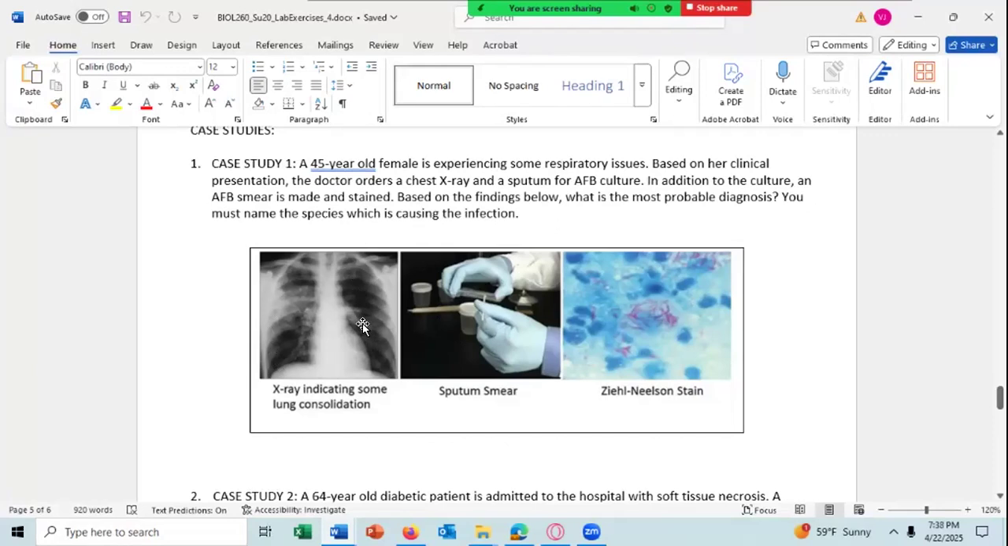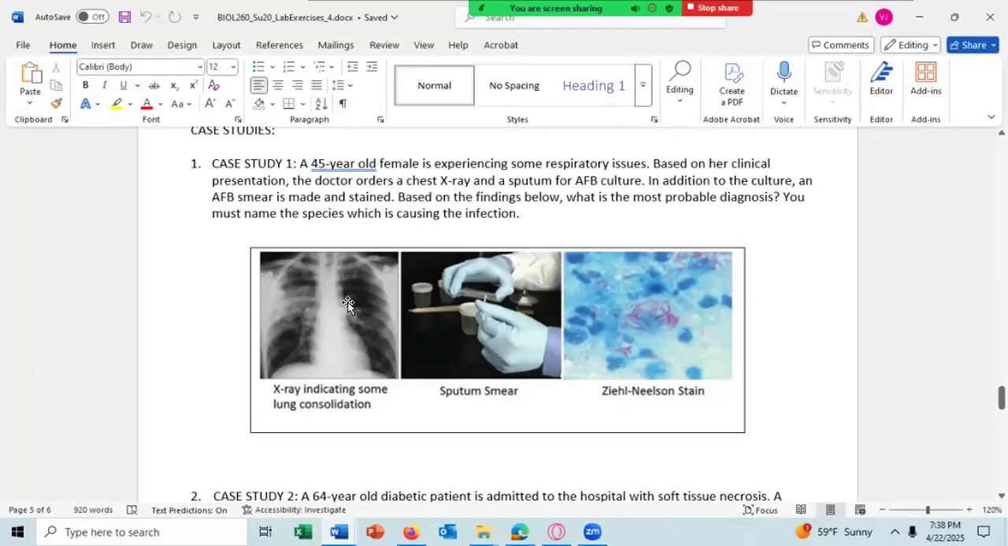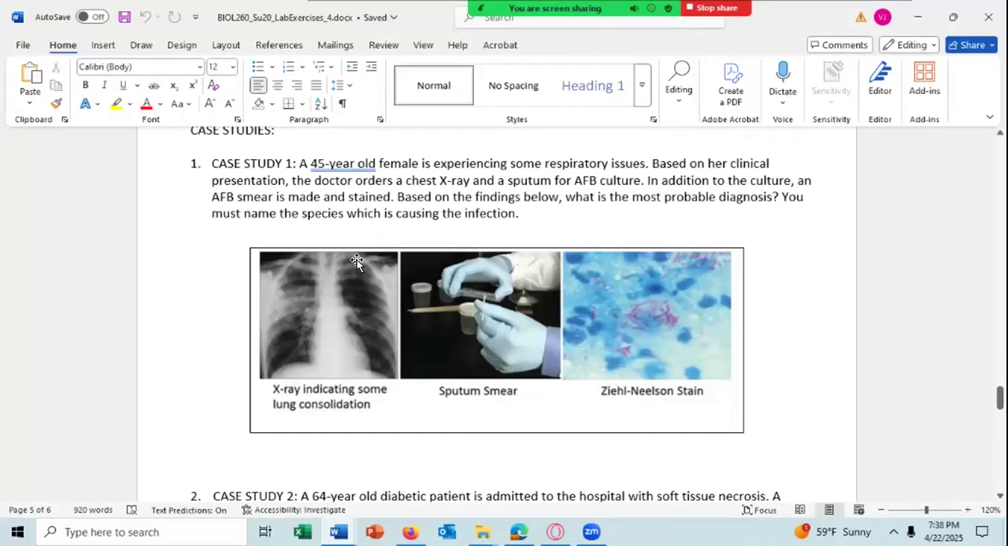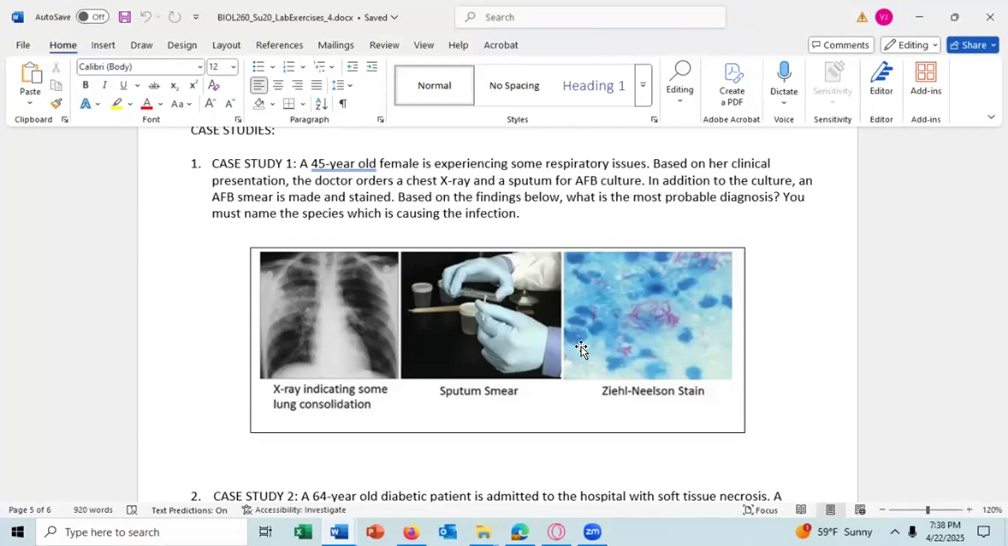So there is the X-ray of the lung, and you can note the lung looks really weird, especially in this region. The lung should be totally dark, sort of like this region here. And obviously that region is not correct. This region is not correct. That region up there is not correct. And then we have the sputum smear, and then the Ziehl-Neelsen acid-fast stain. Any questions about case study A? Remember, you must name the species. You cannot just simply tell me the disease.